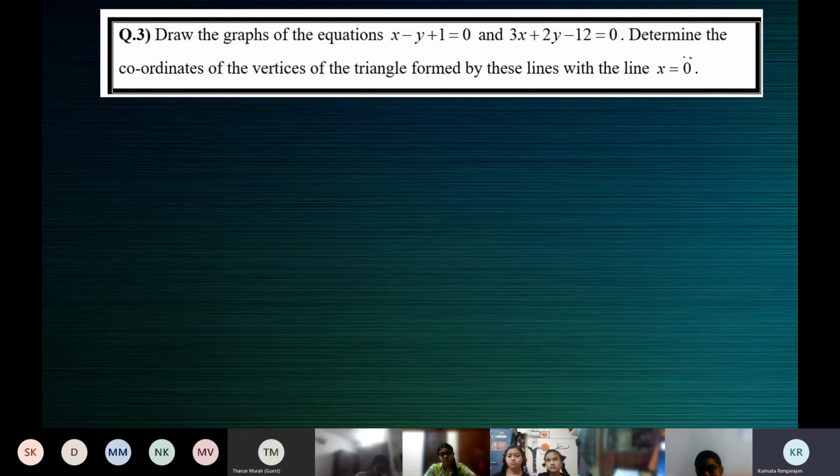y-axis. So you don't have to make the line. You don't have to make the xy table for this one. For x is equal to 0, you need not make the xy table. That's nothing but the y-axis.